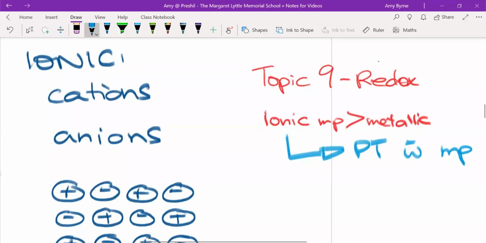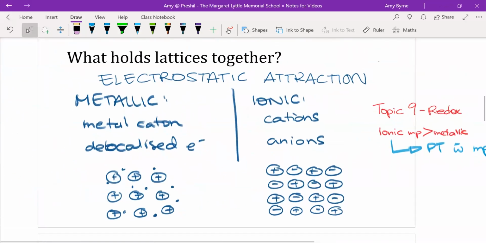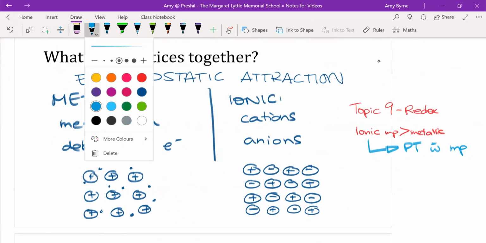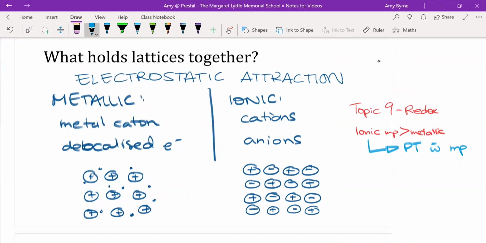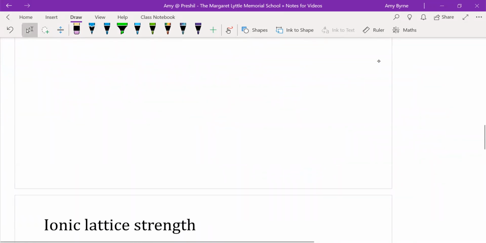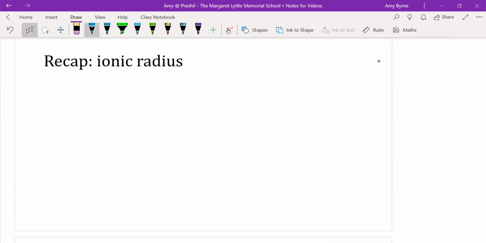Okay, so this comes up in topic 9 redox, but it is all about electrostatic attraction. So how do we talk about the magnitudes of those electrostatic attractions? We do it by looking at ionic radius. So if you remember, ionic radius is the distance between the center of my nucleus. So I'm actually going to make this a nucleus. So it's the distance between my nucleus to that outer shell of electrons.